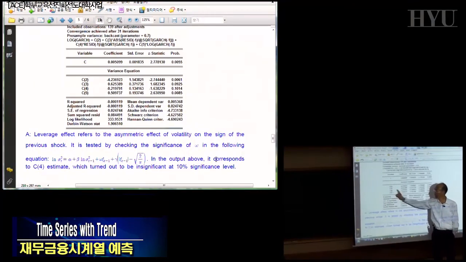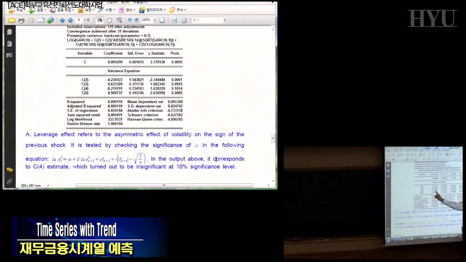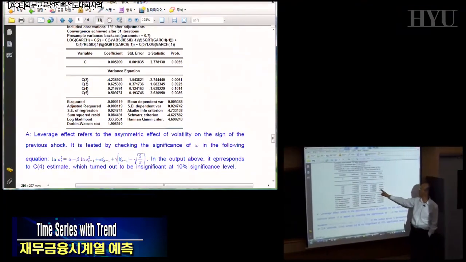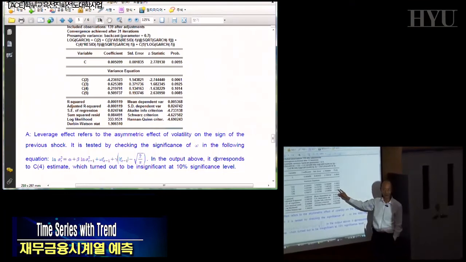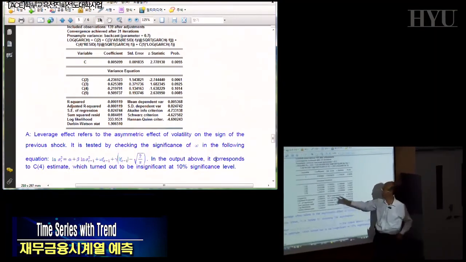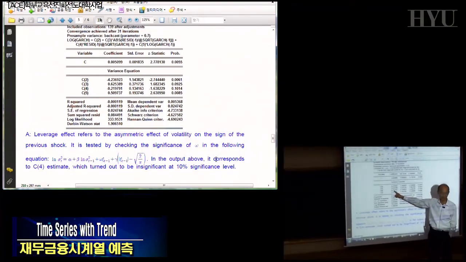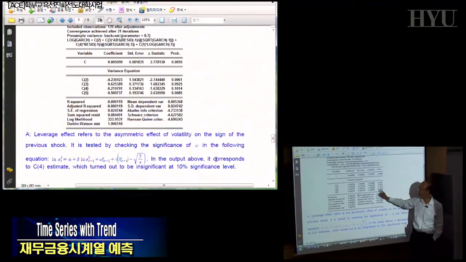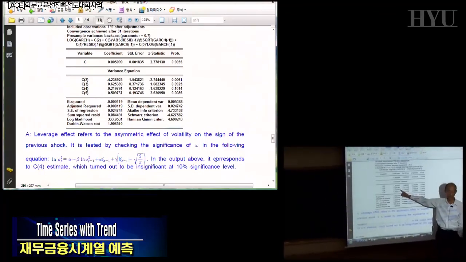Omega is minus 0.219. The p-value is about 10%. So at 5%, this is not significant. At the 5% significance level, this is not different from 0. But if your tolerance level is about 10%, well, this may be interpreted as a negative value.